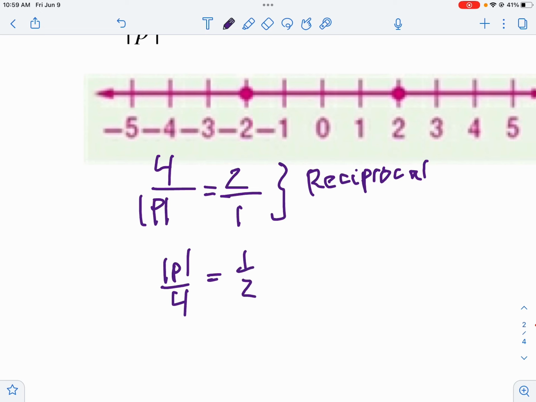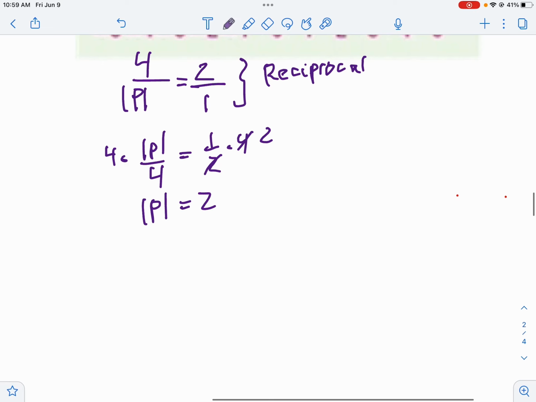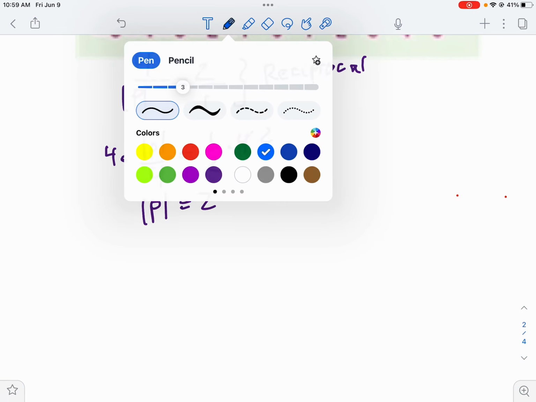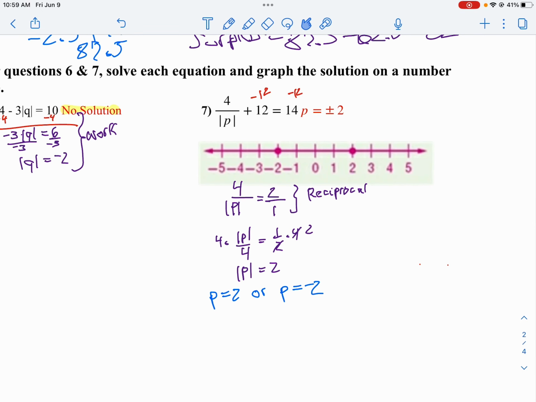Whatever I do to one side, I've got to do the other. So if I take the reciprocal of the left side, I've got to take the reciprocal of the right side. Then we multiply both sides by 4. We get the absolute value of p equals 2, because 2 goes into 4 2 times. Now, since the absolute value is by itself, you make your two cases. You say p equals 2 or p equals negative 2. And that's where, in the answer, I said p equals plus or minus 2. So a positive or negative 2.